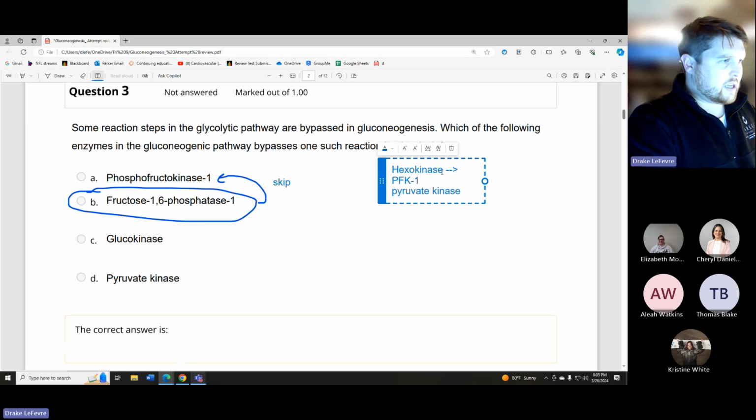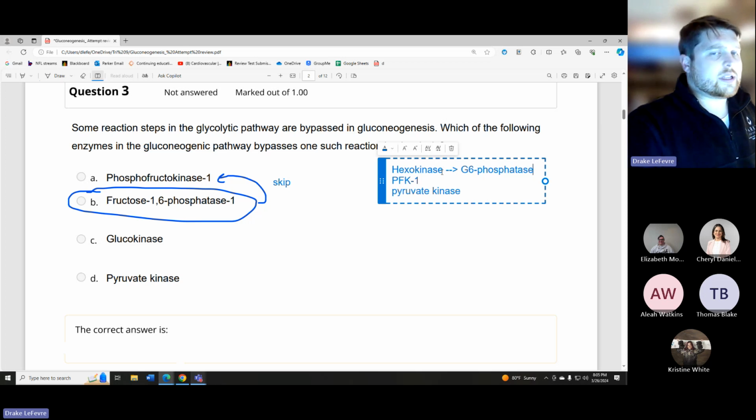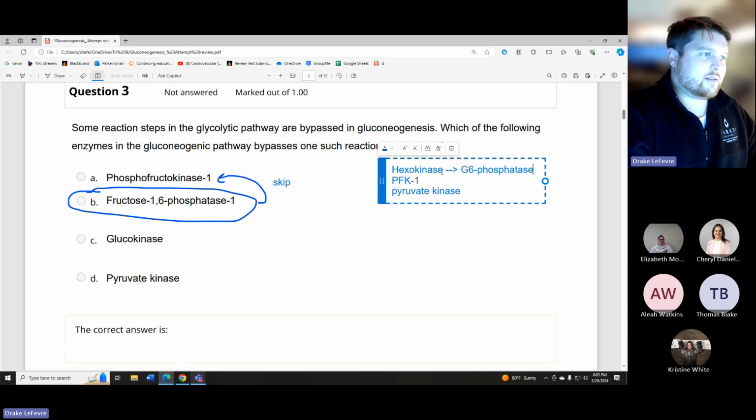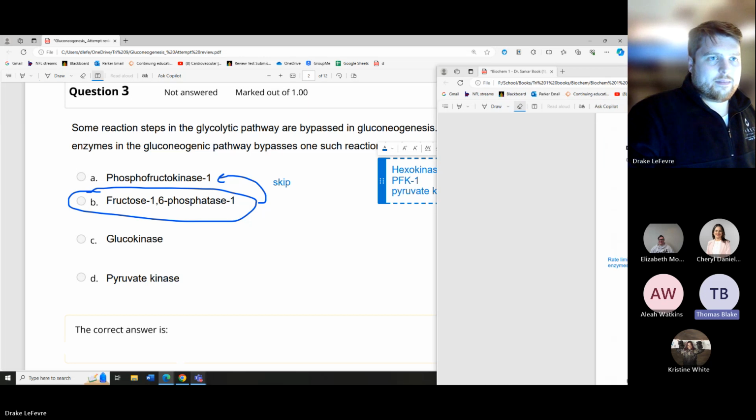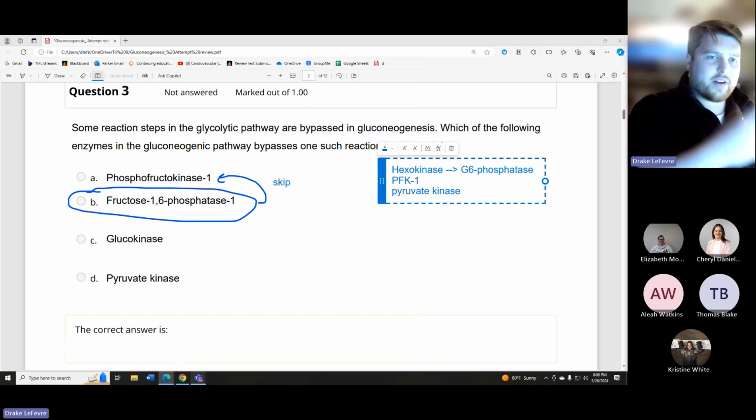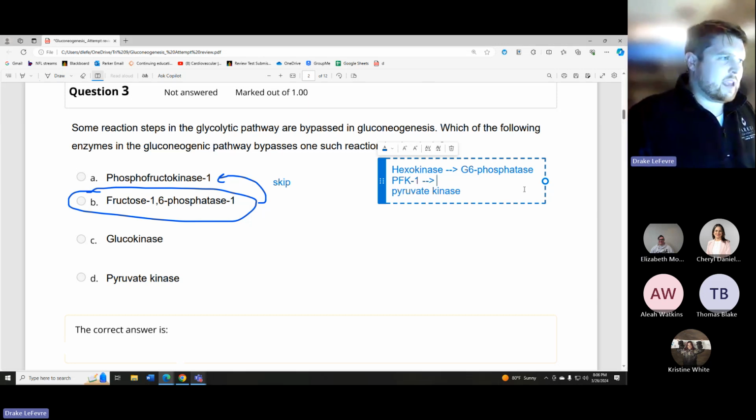Hexokinase gets replaced by glucose 6-phosphatase, which we talked about last tutoring session. What's the difference between a kinase and a phosphatase? What does a kinase do? It attaches a phosphoryl group. Yeah, it attaches that phosphate group. What does a phosphatase do? It removes the phosphate. PFK1 is replaced by fructose 1,6-phosphatase, and then pyruvate kinase.